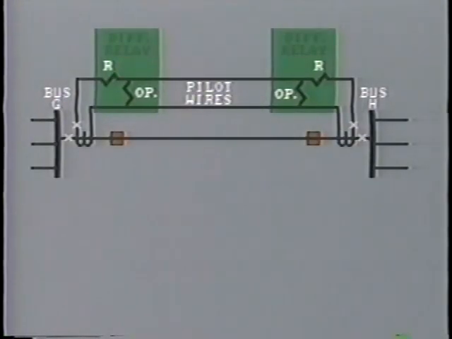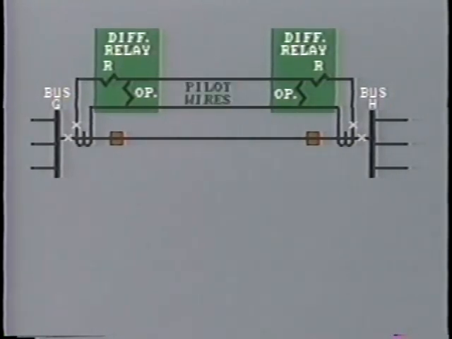In practice, this is not how it's done. Instead, we have a separate relay at each end of the line, and these are interconnected by the pilot wire, as we see here. The relays are fitted with restraining coils which try to hold the operating contacts open, while the operating coil tries to close them.